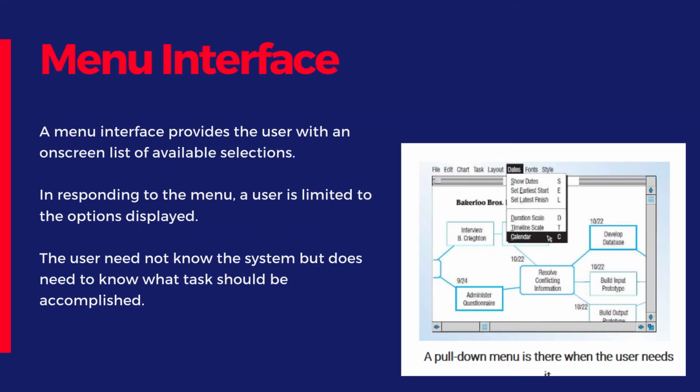Menu interface. A menu interface provides the user with an on-screen list of available selections. Menus can be put aside until the user wants to use them. They can be nested within one another to lead a user through options in a program. GUI menus.